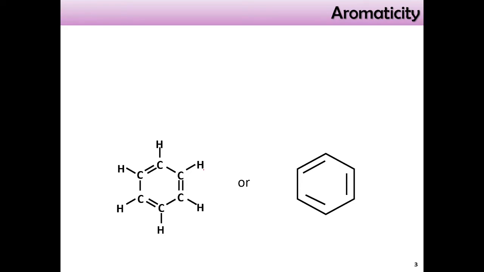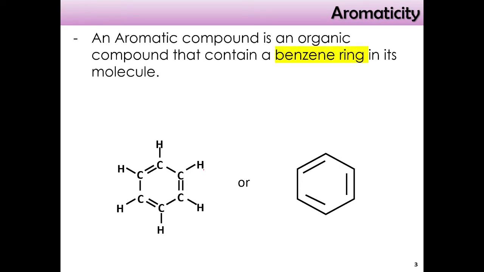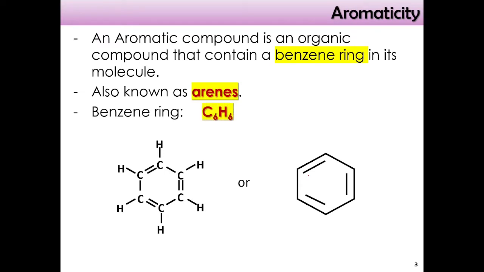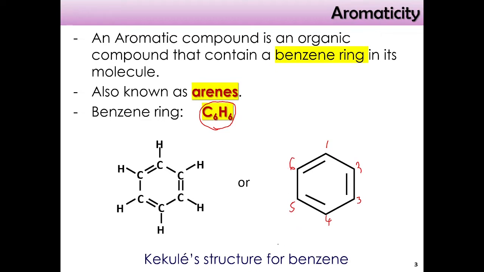Okay, what is drawn here is benzene. So what is benzene? An aromatic compound is an organic compound that contains a benzene ring. So if the benzene ring exists, it means the compound is aromatic, also known as arene. And the molecular formula for this one is C6H6, because it contains 6 carbons: 1, 2, 3, 4, 5, 6 carbon. And this structure is actually the Kekule structure.